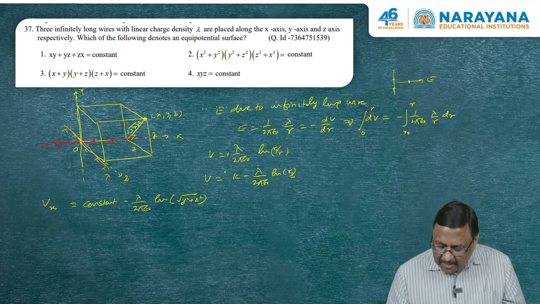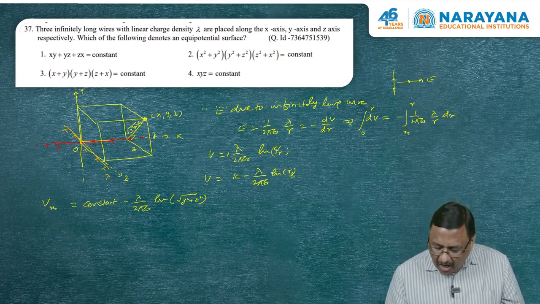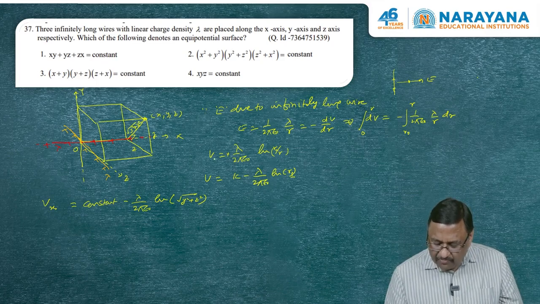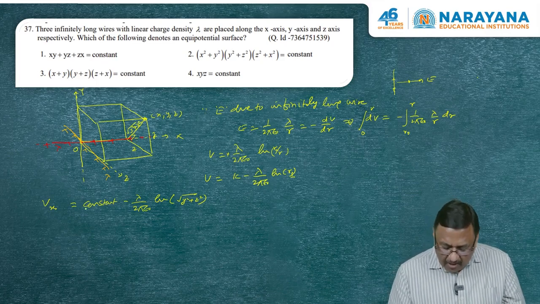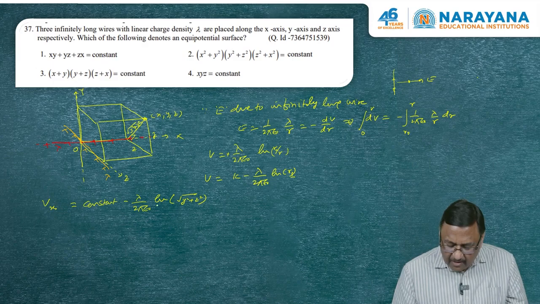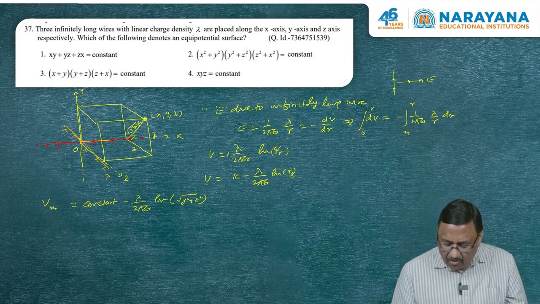Okay, I'm getting something like negative. It's not like that. Log R naught is going to be more. So I'm getting this factor, and I'm just showing it here in this way. I'm writing constant minus this factor, lambda upon 2 pi epsilon log of y square plus z square. I think there is no issue.